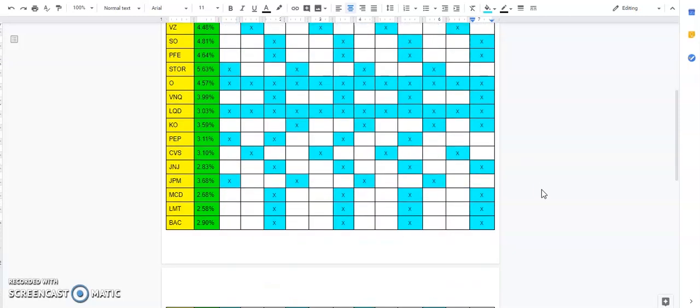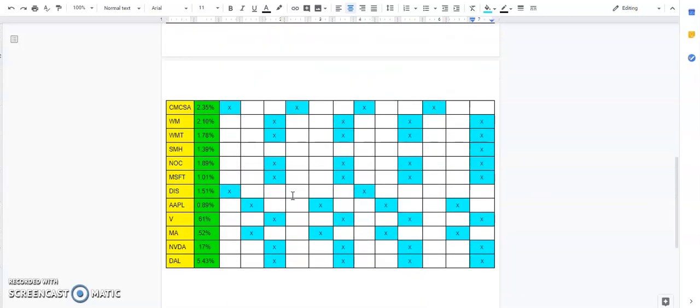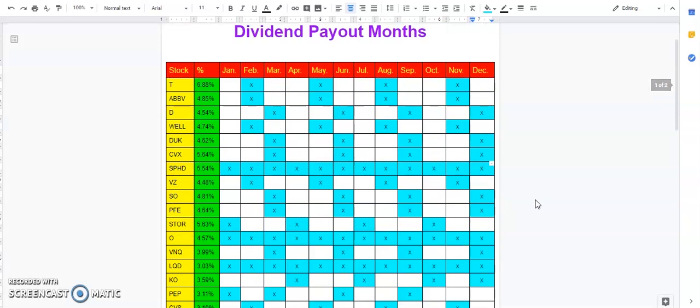And then we have stocks down here like Disney. Disney only pays twice a year. And actually this year they suspended their dividend because of the whole coronavirus. So they're only paying, I believe, once, or they're suspending the dividend until further notice. So we'll see what happens with that. But this is just a way for me to keep track of all my dividends and what I am receiving, and also the percentage that they're paying out.